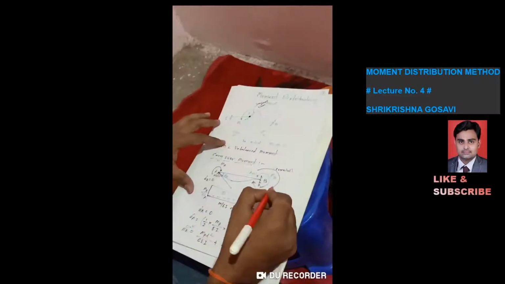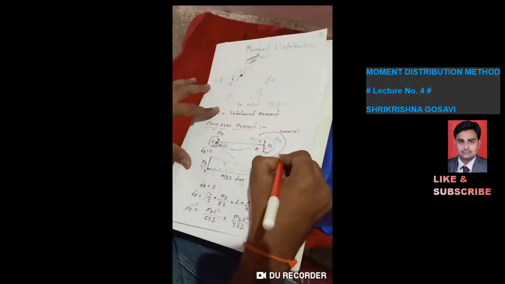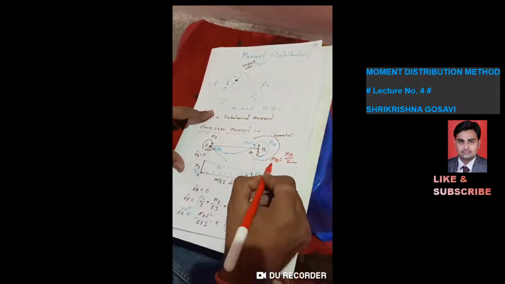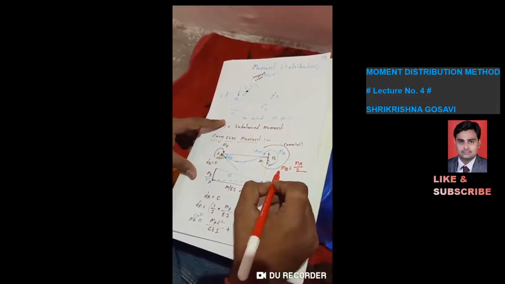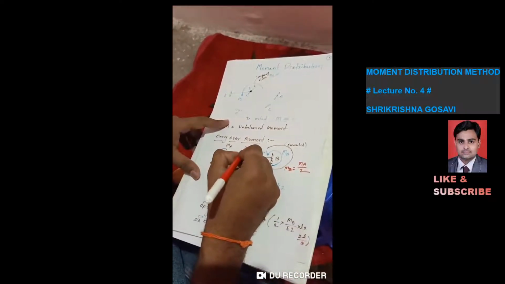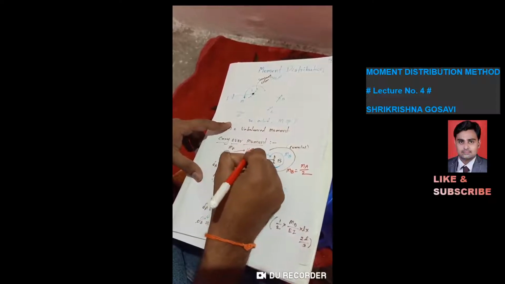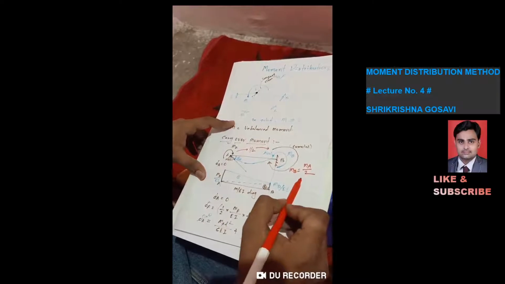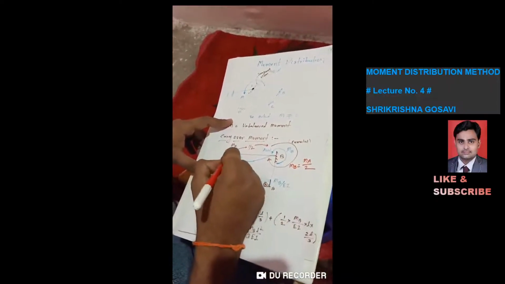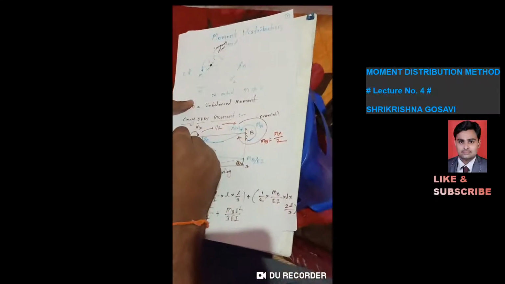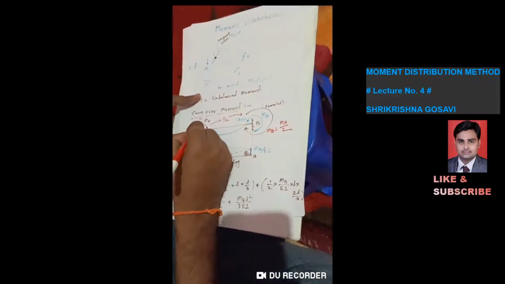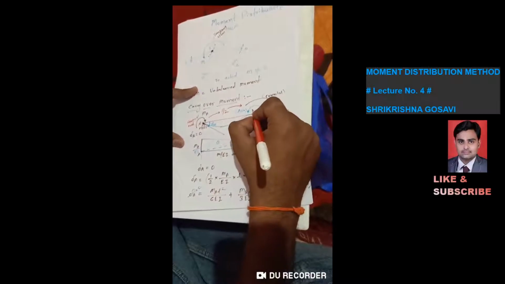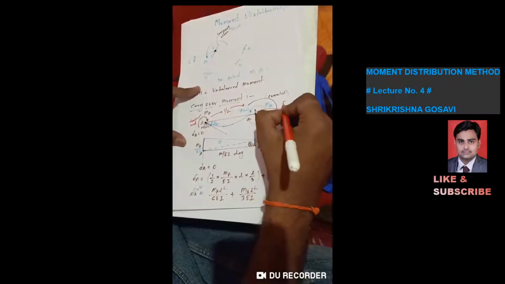So here this MB is equal to MA by 2, and this is called the carryover moment. This half is nothing but the carryover factor which is transferred here. This is the carryover factor and this is the carryover moment. Now I can call this end the nearer end, and this other end I can call the far end.